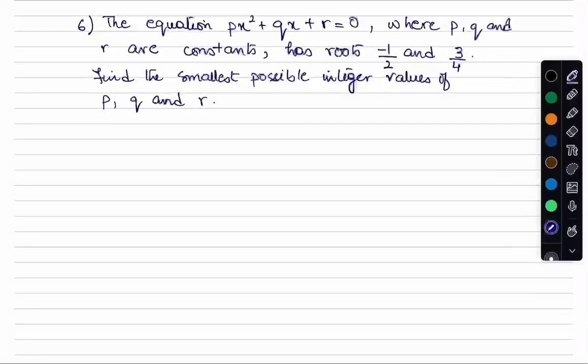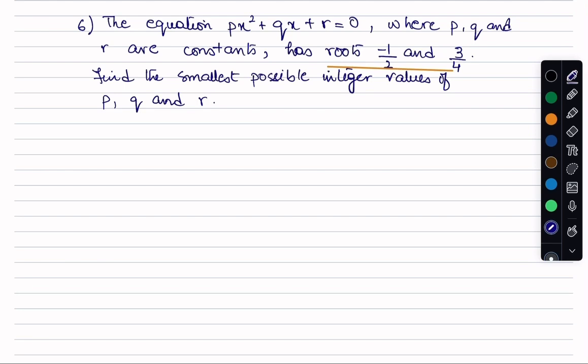So the equation px squared plus qx plus r equals 0, where p, q and r are constants, has roots. Let's underline. They have roots negative 1 by 2 and 3 by 4. Find the smallest possible integer values of p, q and r.